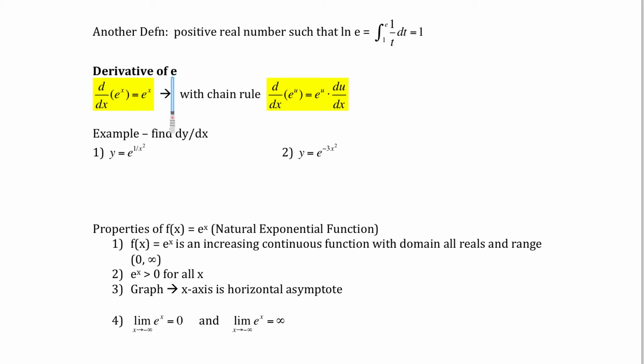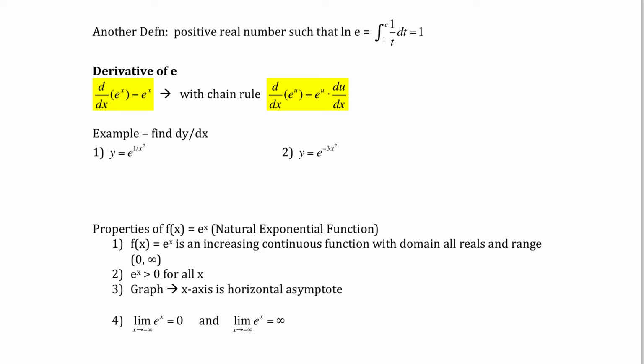So here's the derivative of e. Since we talked about the derivative of a^x, here's the derivative of e. The derivative of e^x is just e^x. But we always need to apply the chain rule. So the derivative of e^u will be e^u times du/dx. That's the chain rule part of it.